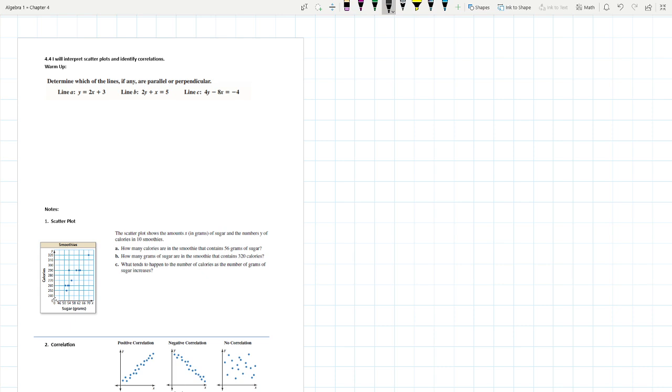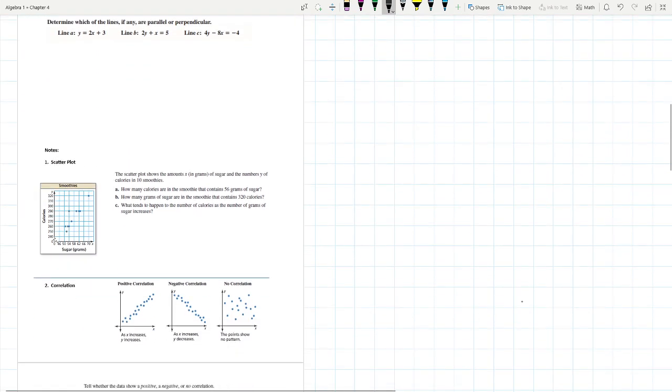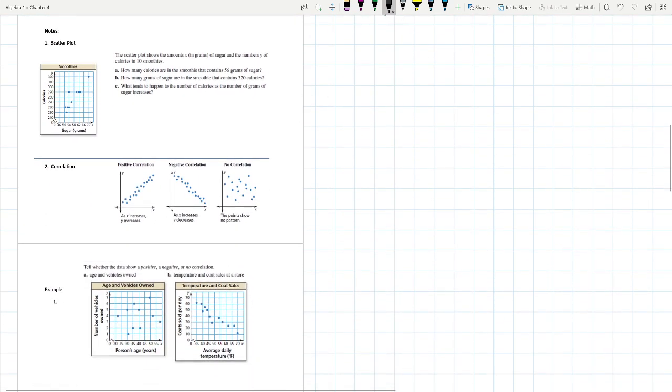This is 4.4, correlations and scatterplots, the lesson video. So let's begin. Your objective is that you will interpret scatterplots and identify correlations. There we go. I knew I was missing something. All right, so a couple things we're going to go through.